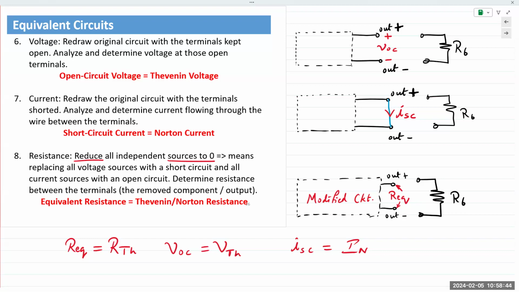So again, the analysis would be different for each circuit independently. Once you find RTH, RTH has no bearing whatsoever on ISC circuit or VOC circuit, and vice versa. Let's take a 10-second pause. You think over that. Let me know if you have any questions. Any questions at all? Yes.